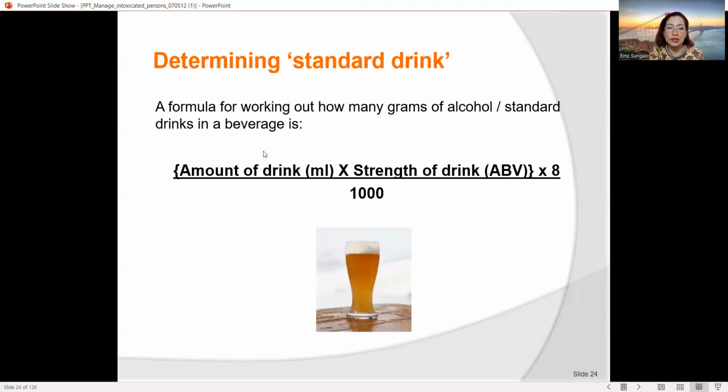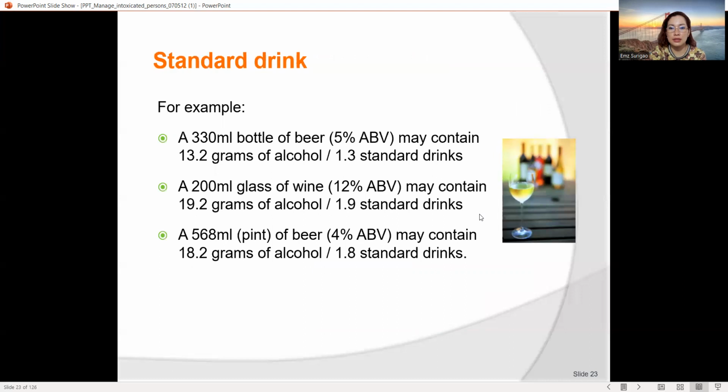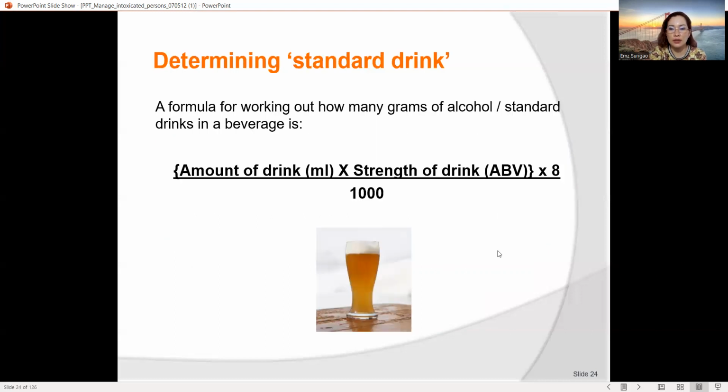In determining standard drinks, here is the formula for working out how many grams of alcohol or standard drinks are in a beverage. The amount in ml times the strength of the drink, or the alcohol by volume, times 8, divided by 1,000. That is the answer. Okay, so in the previous slides, this is the answer, 1.3. So that's how it is computed.